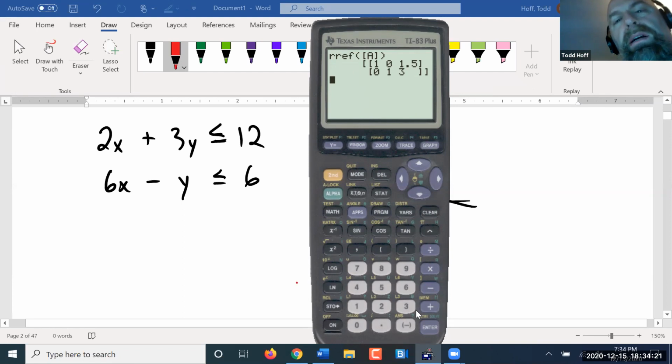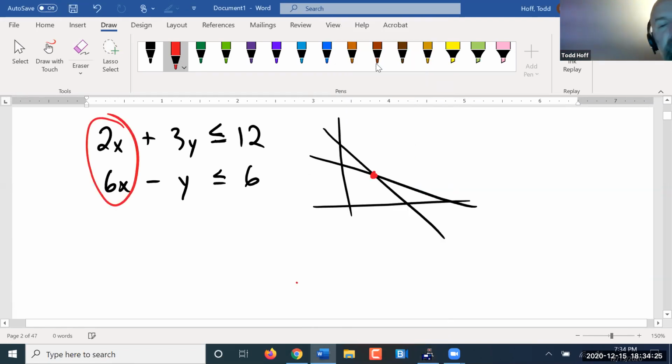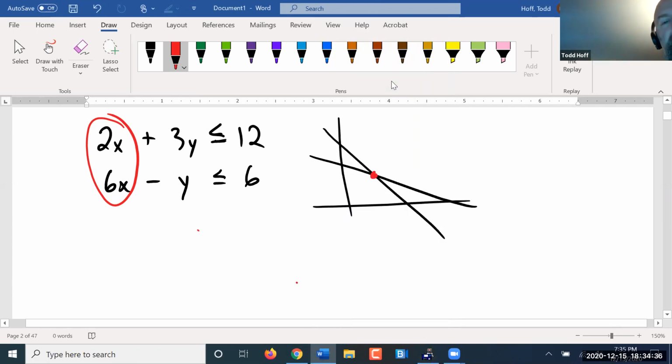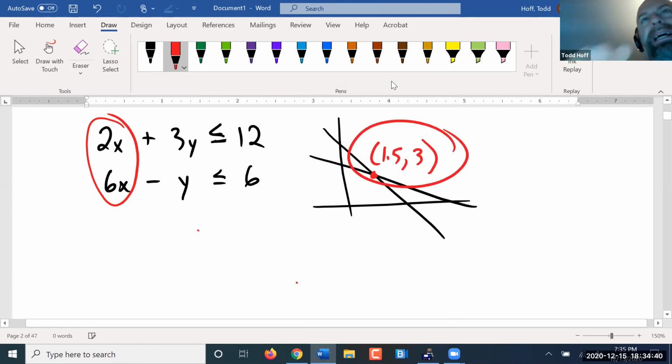And what it gives me here, this 1 is in the first column. That's my X variables in the first column. So that's saying that X equals the number at the end of the row, which is the solution. X equals 1.5 and Y equals 3. So these intersect at the point 1.5 and 3. So that might save you some time finding the intersections of your constraints, at least on the graphing problems.